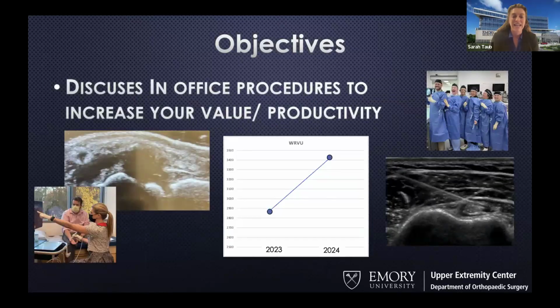So our goal today is to talk about in-office procedures that are going to increase your value and productivity as an APP and also your patient satisfaction. And I am really going to be focusing on ultrasound and incorporating this into your practice. I have this very fancy graph here looking at 2023 to 24. This is actually my work RVUs. So in 23, I was really getting started with ultrasound. And then in 24, I would say it was really incorporated fully into my practice. So it almost gave me an extra 1,000 RVUs. I also got more admin time in 24, so less time in clinic and still significantly more RVUs with incorporating ultrasound.